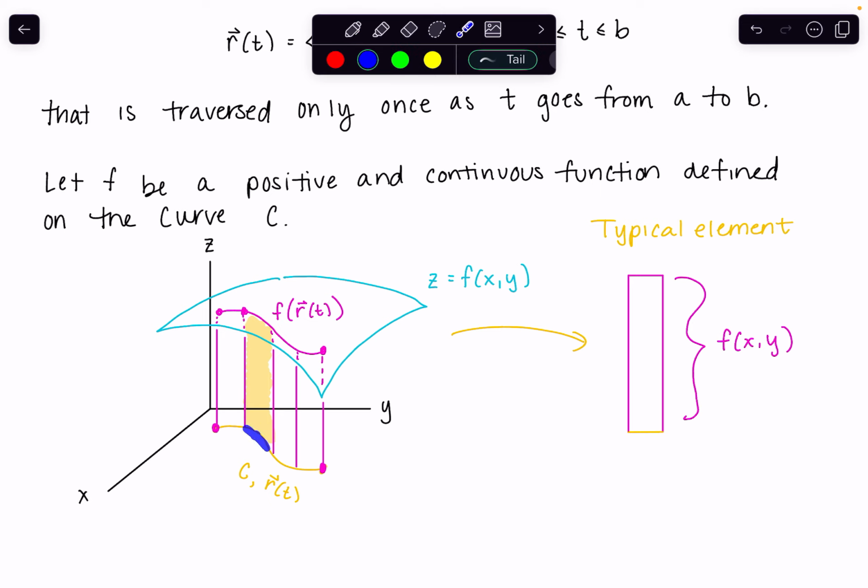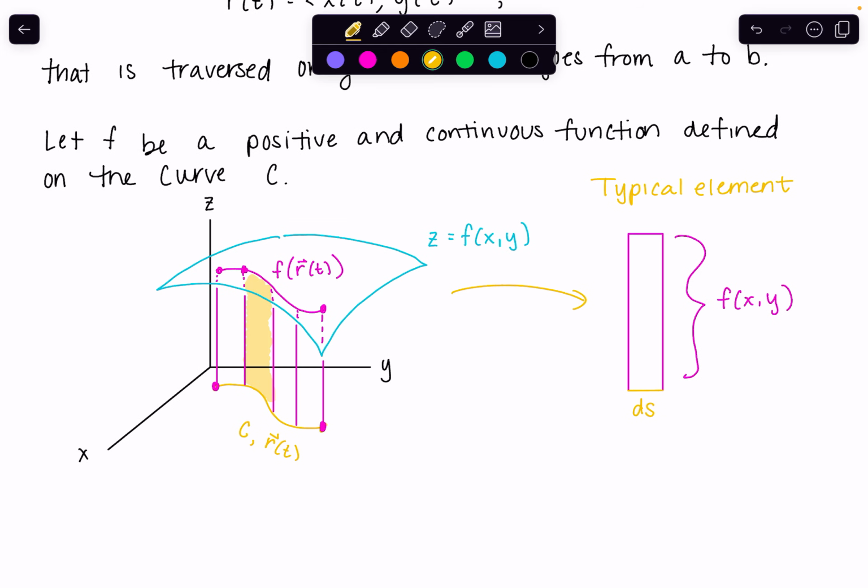Now what we need is an approximation for this bottom length. In this case, because it's curving, we're going to use the arc length to evaluate that. Specifically, this will be the change in that arc length, remember, which is given by S and then ds, or delta S, which turns to ds. So the area of this typical element is going to be the function times the change in that arc length.